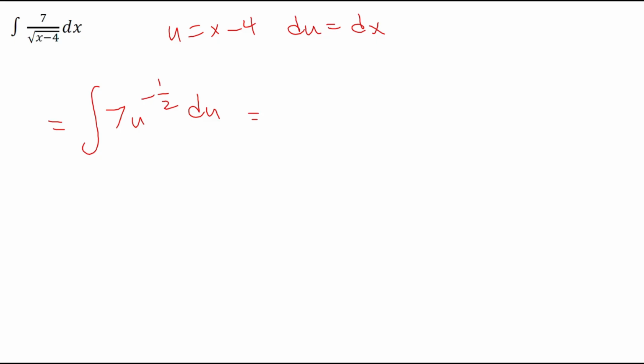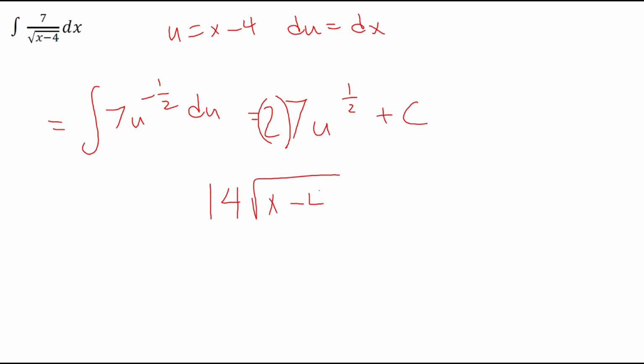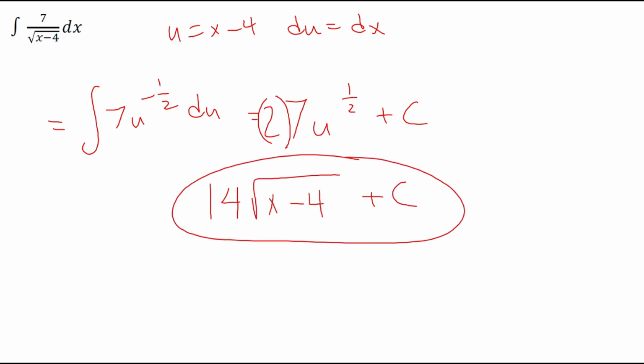And we'll go from that to 7u to the 1/2, and we'll divide by 1/2, which is the same as multiplying by 2, plus our constant, which just gives us 14 root u, or 14 root x minus 4, plus our constant.